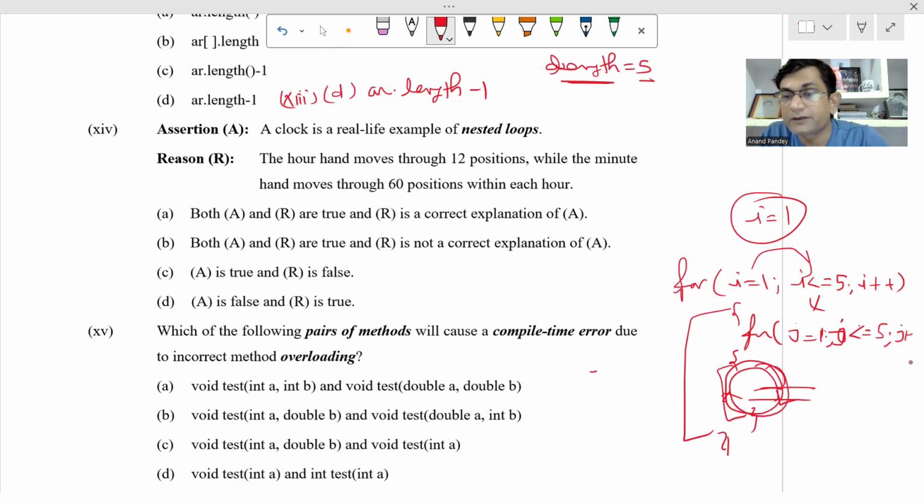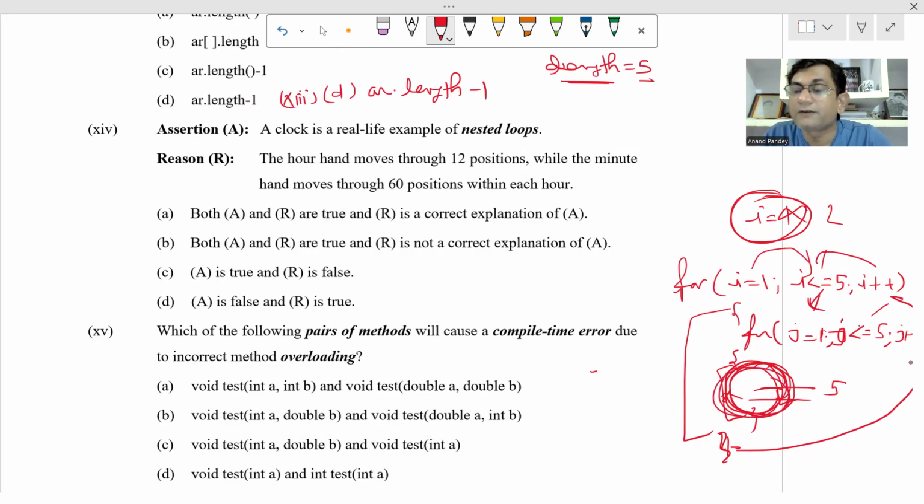After repeating 5 times, the value of i will remain 1. Then it will come to the closing and go to i plus plus. Now i will be 2. The condition is true, control will go inside the loop. Again, this loop will be repeated 5 times, and then it will move to i plus plus, and i will be 3. The same thing is happening in the case of a clock also.